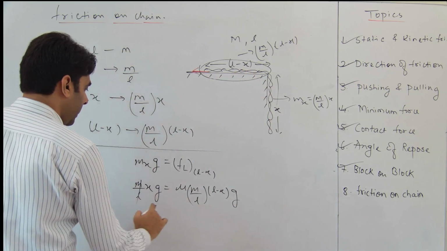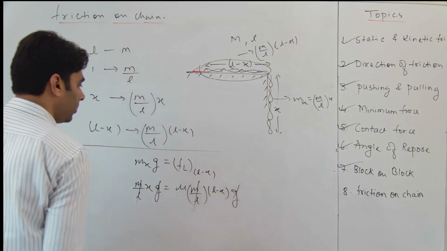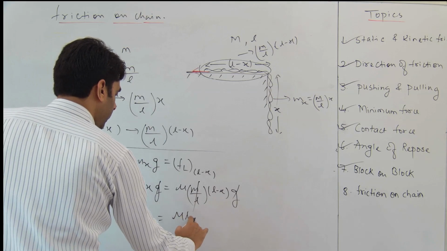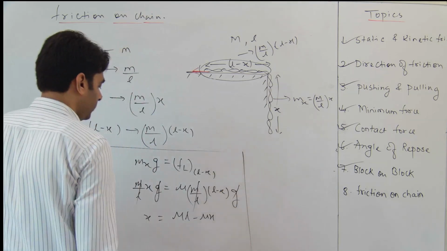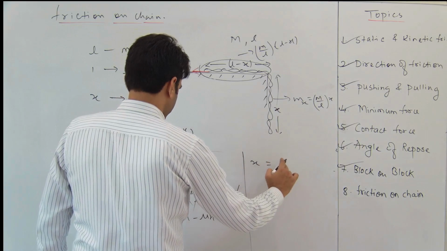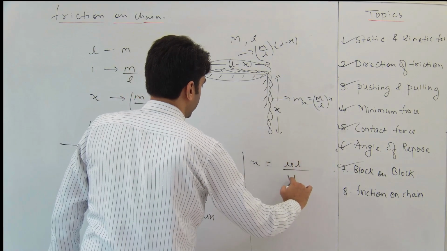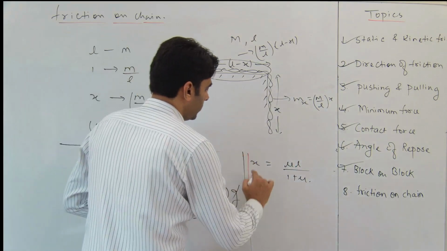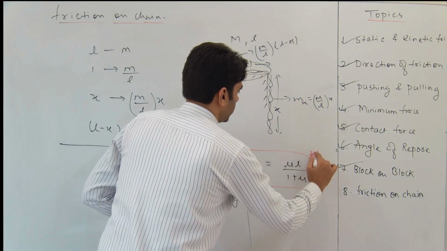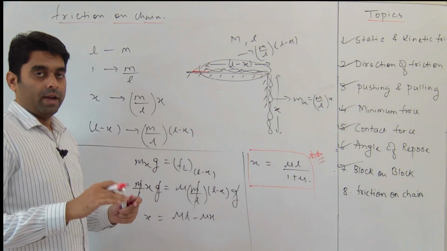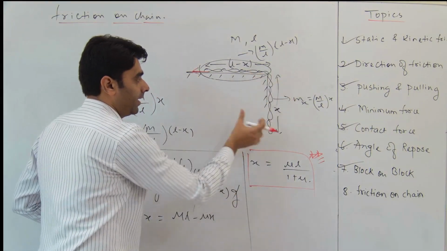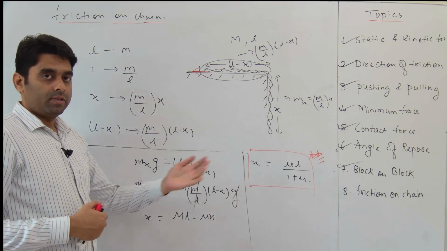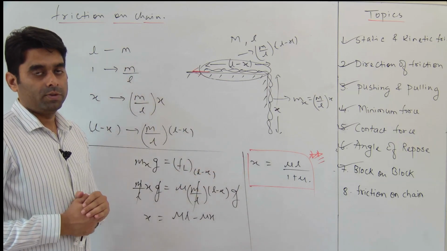If we solve it, m by L cancels, g cancels out. So your x is equal to mu L minus mu x. Further, when we simplify it, the x value comes out to be mu L by 1 plus mu. That means this is the length of the chain up to which your chain will hang. After that, it will start sliding. Okay, fine. Please keep this result in mind and how we have got it. I hope this part is clear.